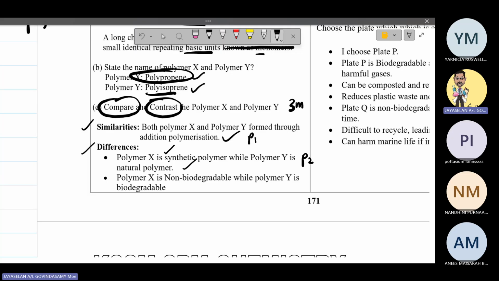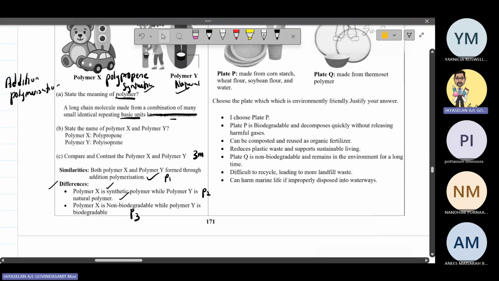This is point 1. Polymer X is non-biodegradable, that means synthetic, non-biodegradable. Polymer Y is biodegradable. You already score your point 3. Very simple. Remember when they put compare and contrast, you must put one similarity and 2 differences. Then you get full marks. Any question? No question? Okay, now I go to the second question.